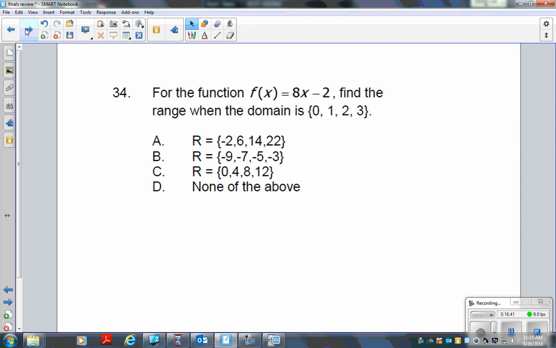All right, in this equation right here, we have f of x, which just means y. And every time that I see something that says y equal to 8x plus anything, that goes straight into the calculator. So let's go ahead and plug it in the calculator.